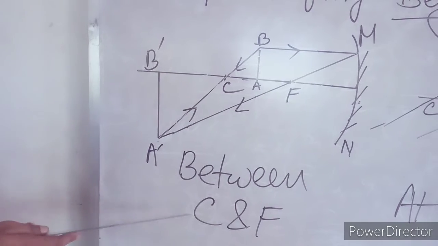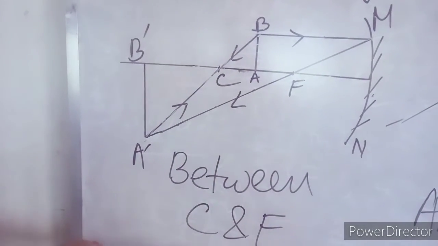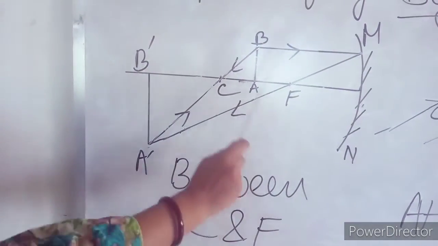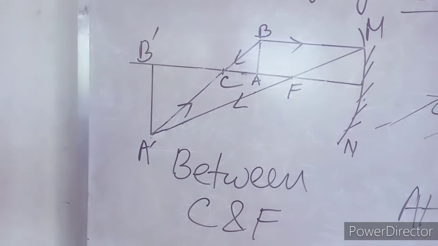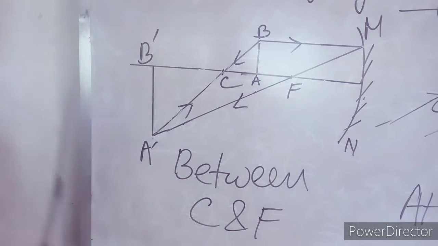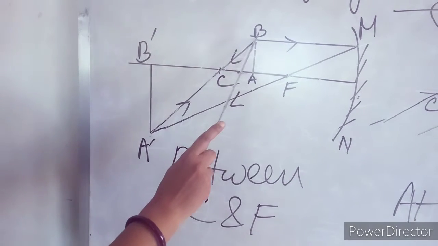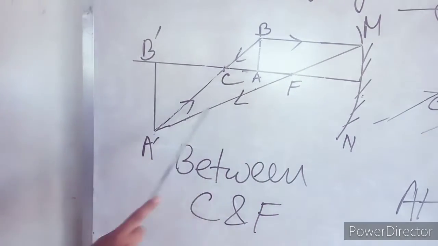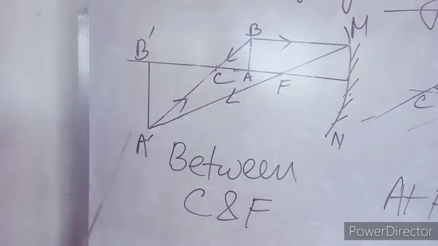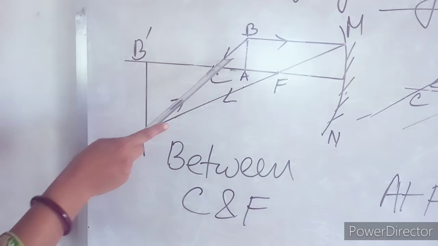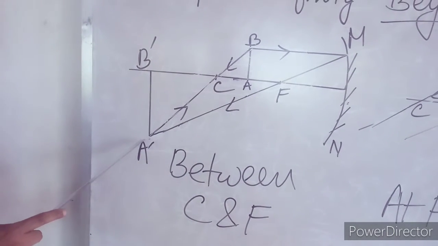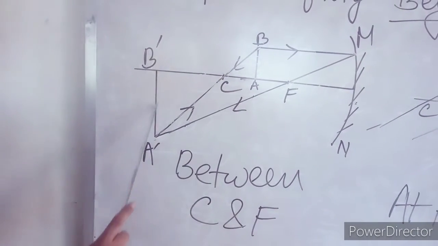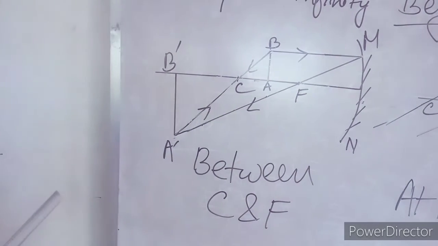In the fourth case, where is the object? The object is between C and F. C is the center of curvature, F is the focus. So in between that my object is kept. I have taken two rays at a time for drawing the image. First one is the incident ray coming parallel to the principal axis, after reflection passing through the focus. Second one is the ray coming straight through the center of curvature, after reflection passing through the center of curvature. So these two rays are meeting at a point and there my image is going to form.